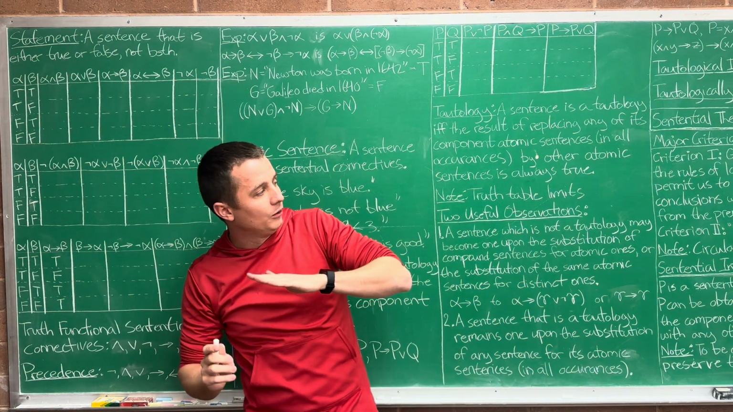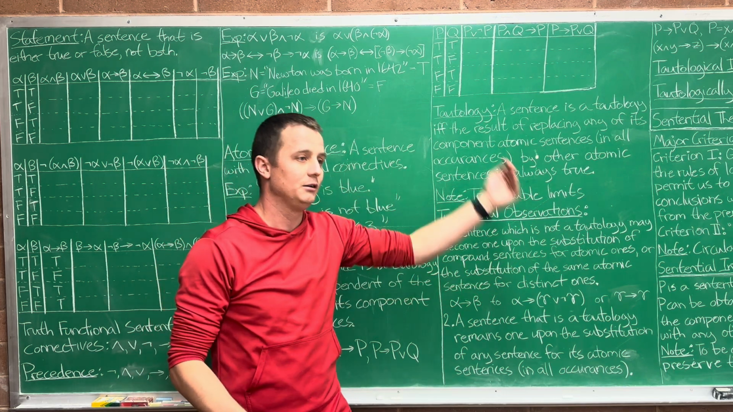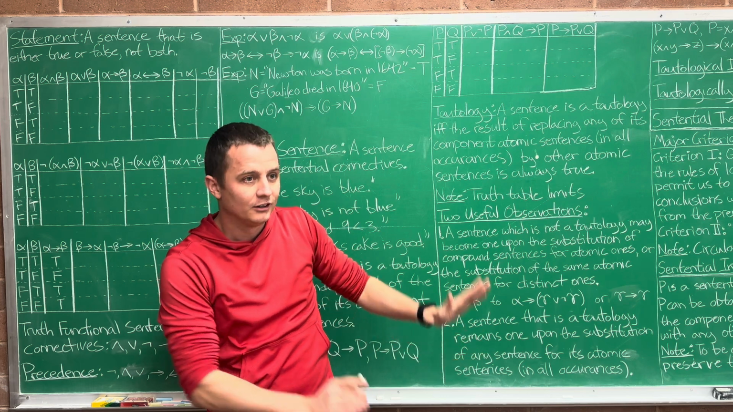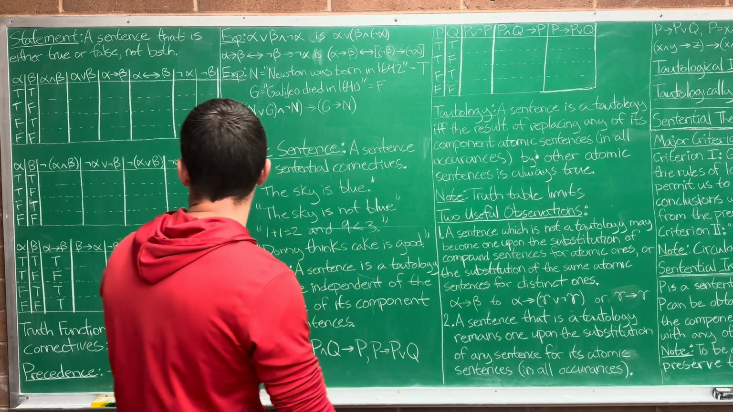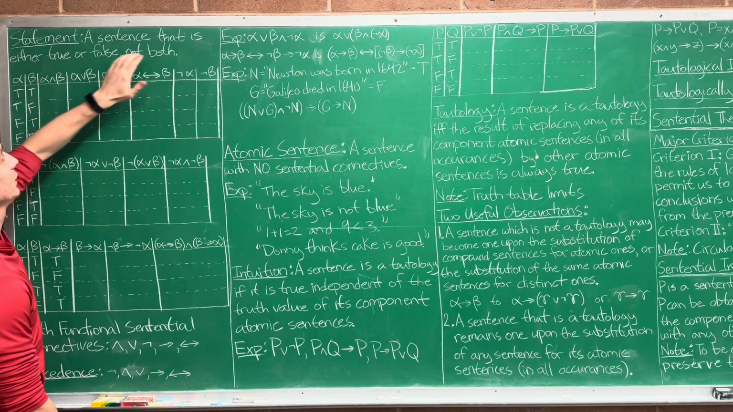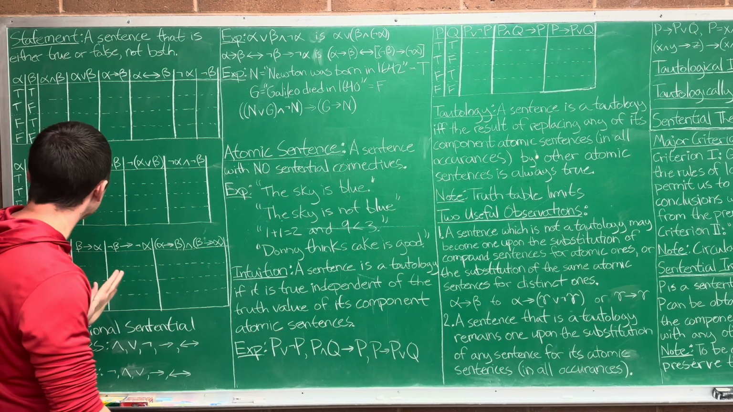From here on out, we're going to use sentence and statement interchangeably. It's understood when I say sentence, I mean statement. I'm going to do that simply because the author does that. So from here on out, sentence means statement, and we won't distinguish between the two anymore. So what is a statement? A sentence that's either true or false, not both.